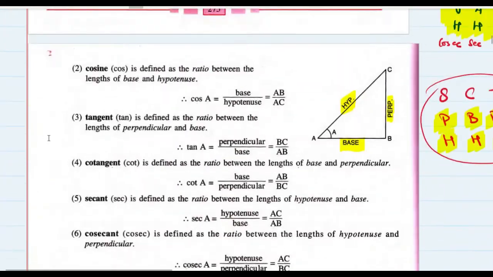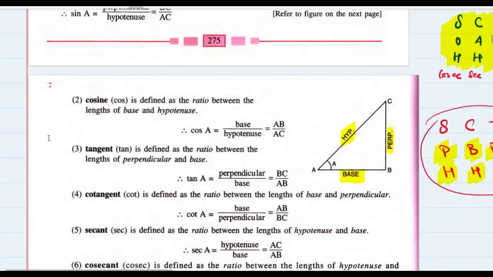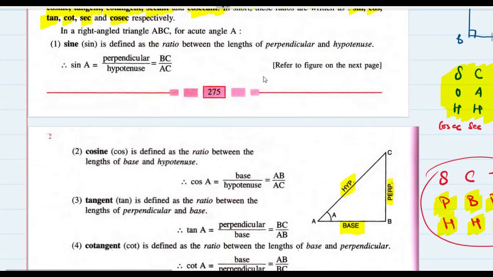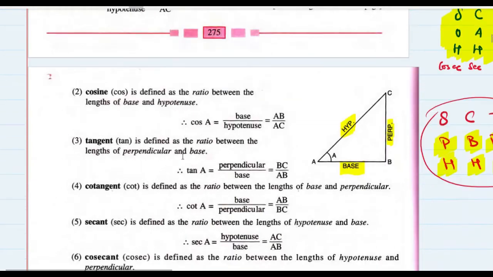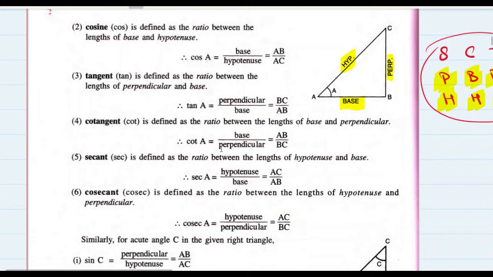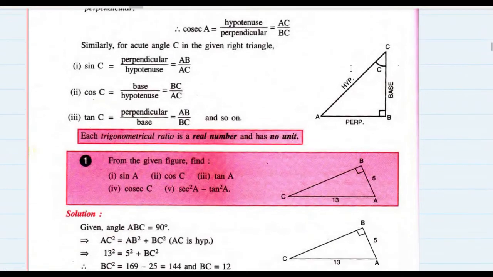As you can see, let's take an example of sine. Sine is p by h. According to this diagram, p by h is BC by AC. Do you see BC by AC over here? Yes, so that's very easy to remember. Likewise, you can apply the formula, that is PBP or SOHCAHTOA, to any triangle and any reference angle, and you get the particular trigonometrical ratio.